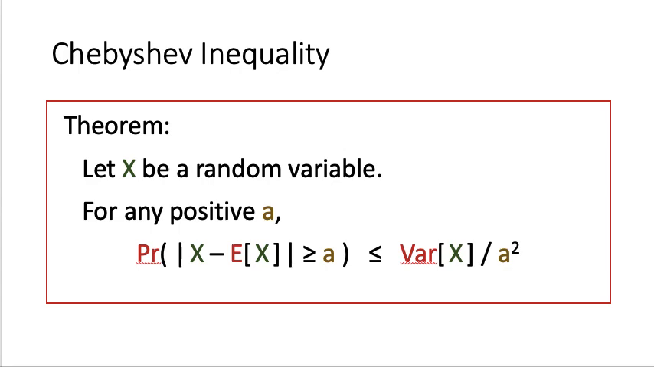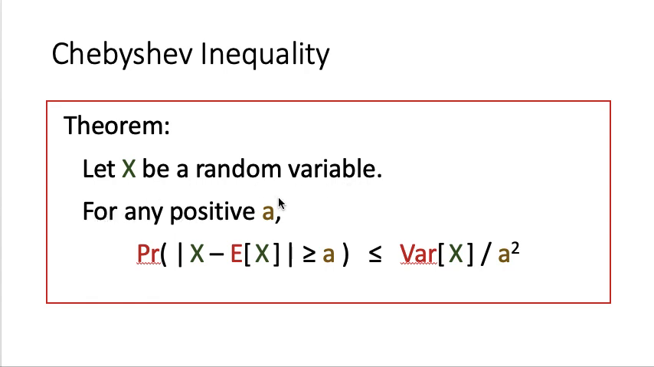Finally, we will introduce the powerful bound called Chebyshev's inequality. This bound is stated as follows. Suppose that X is a random variable. Notice that there is no restriction on X, so X can be any random variable.